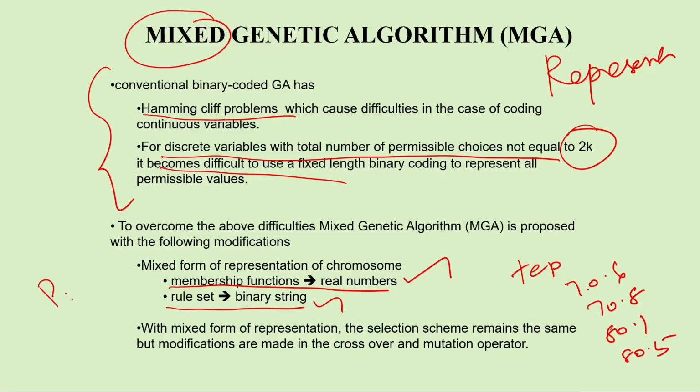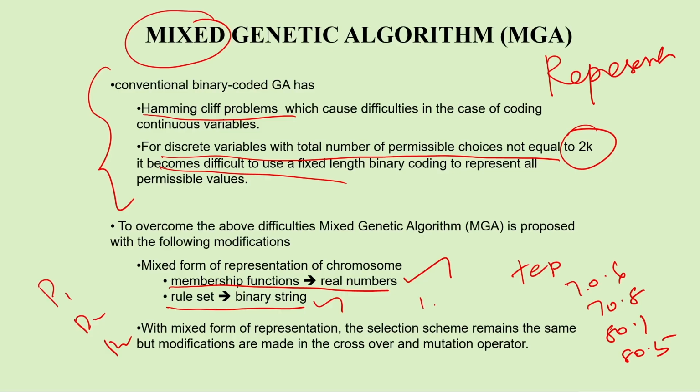Here the membership function always takes values P1, P2, P3, right? So it can be represented using real numbers. The rule set, what will it take? It will always take either low, medium or high, so it may be represented using a binary string. So with this mixed form of representation, if you do the simulation or experiment using this modified version of the algorithm, that is the mixed representation genetic algorithm, the representation looks like this.